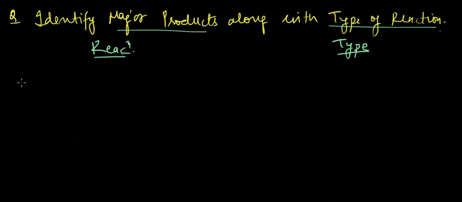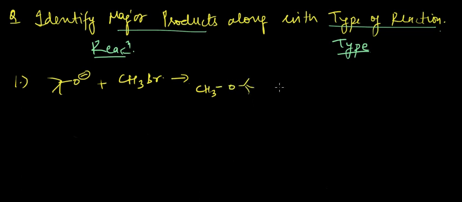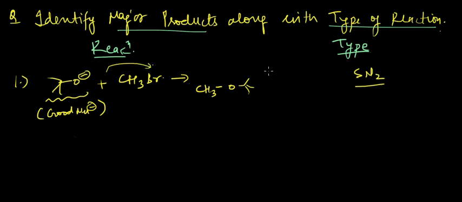Okay, let's see the first example. We have something like this compound, and we have to see whether it acts as a base or a nucleophile, and then it gets converted into something like CH3, this compound. So obviously this is a type of SN2 reaction. Why? Because we don't have solvolysis in this case, plus it's a good nucleophile, and it actually substitutes the Br atom as Br minus.